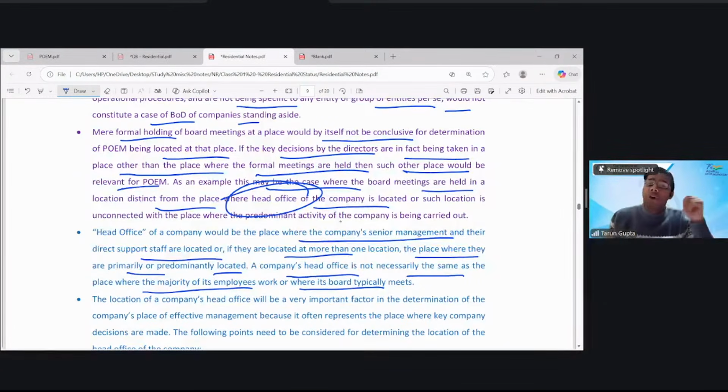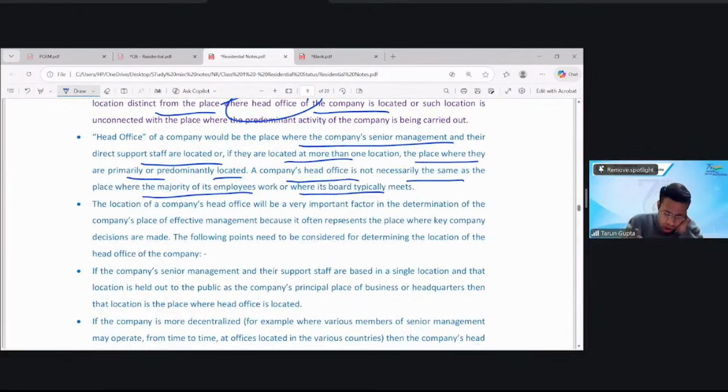not relevant. What is relevant? Where decisions are taken. The place where they implement is not relevant. The location of the company's head office will be a very important factor in determining the company's place of effective management because it often represents the place where key company decisions are made. We are discussing all this so that you absorb this concept.